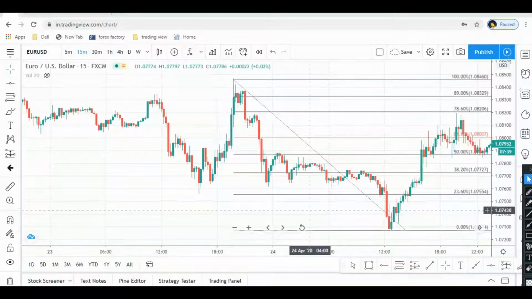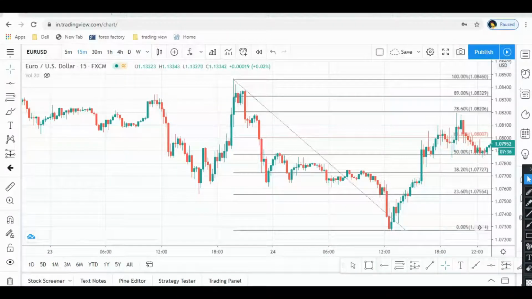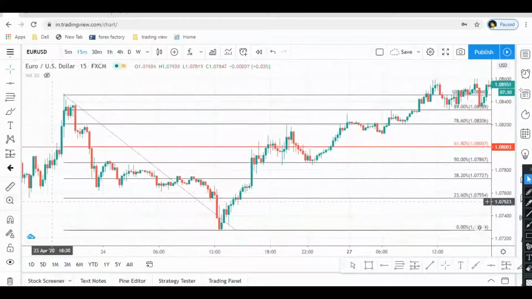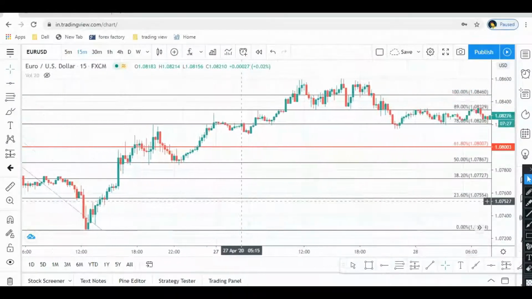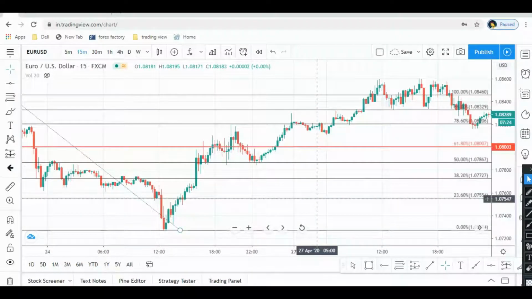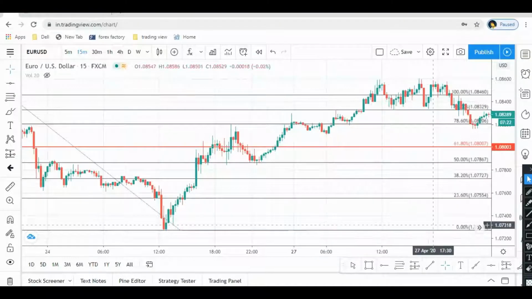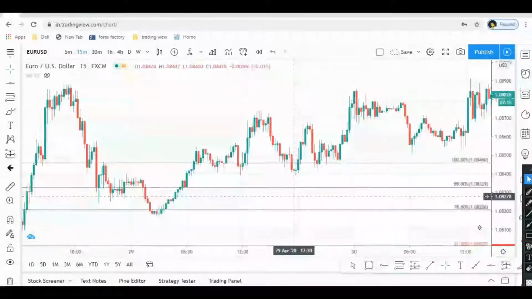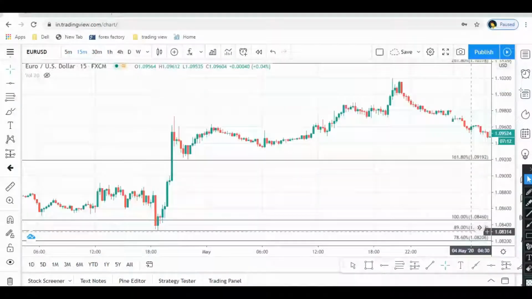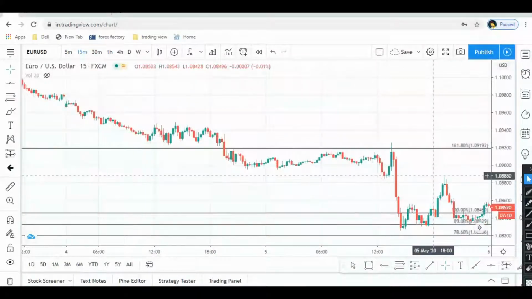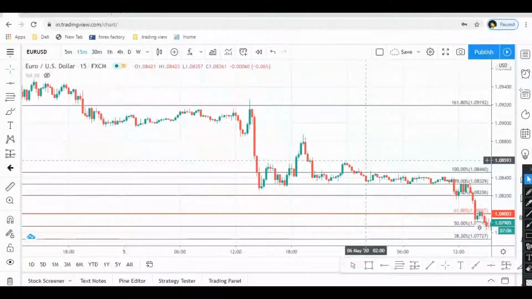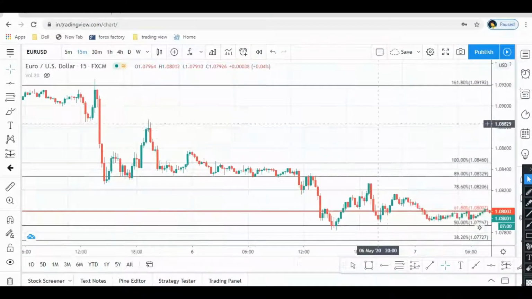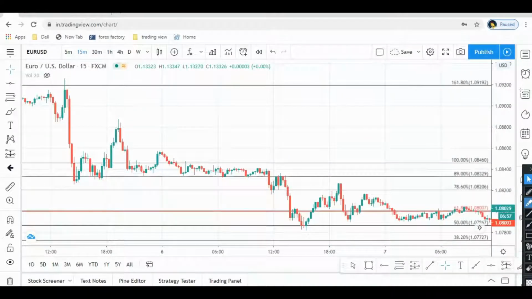Let me show you forward how this particular area, let me mark this first, how exactly this area works in the future. Let's go forward. Okay, now I couldn't find anything because price totally went up. Alright, it came down, and see how nicely Fibonacci is working exactly at this place.